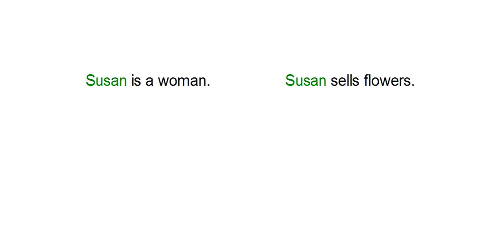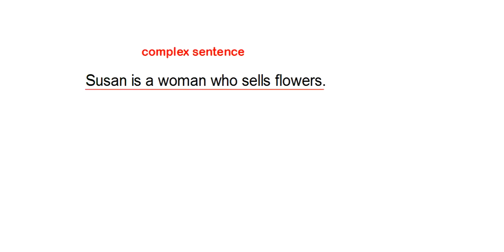When I have sentences like this, I can combine them using a certain pronoun to create a relative clause. I have a complex sentence now. You might recall that a complex sentence is an independent clause and a dependent clause. In this case, my dependent clause is my relative clause. It is relative, it is related to the other clause in the sentence.